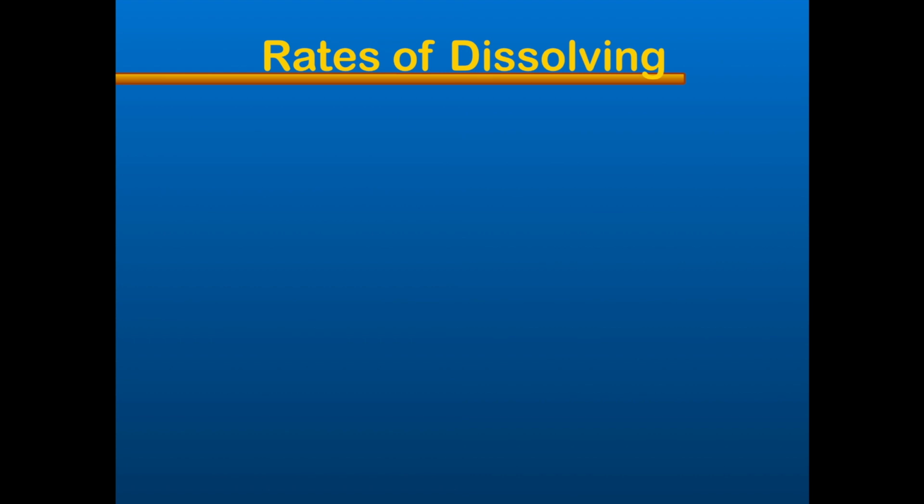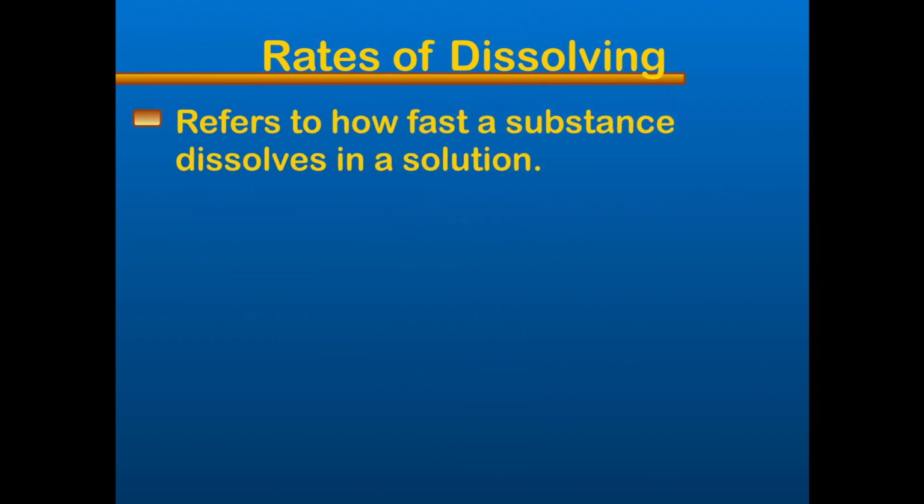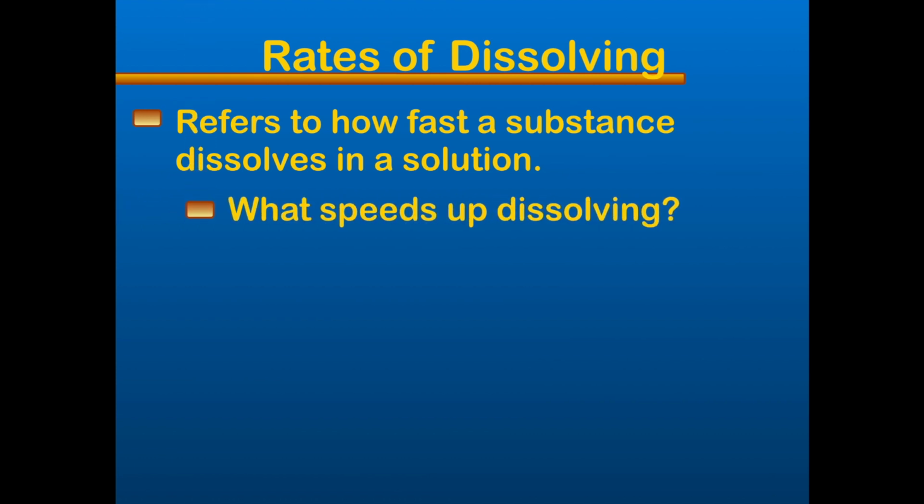So for rates of dissolving, we're going to look at how fast we can make something dissolve. So that's what it means here. It refers to how fast a substance dissolves in a solution. So we're going to look at how fast we can make a solute dissolve in a solution. And there are 3 different ways that we can do that. So what are those things that speed up dissolving? Well, let's see if you can think of some. What are they?